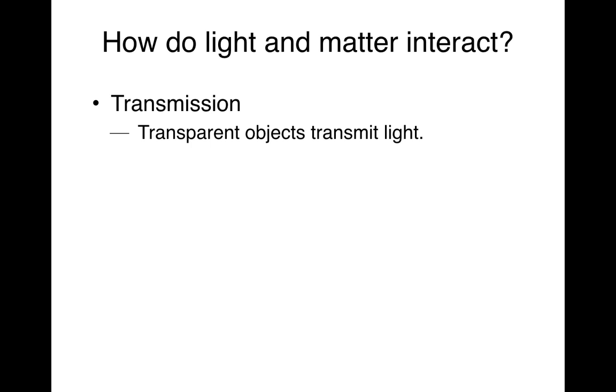An example of this would be visible light going through a window. Opaque objects block or absorb light. An example of this would be visible light not going through a wall. Now, just because an object transmits visible light doesn't mean it transmits other types of light. An example of this would be infrared light. Infrared light does not go through windows or walls, but visible light can go through windows.